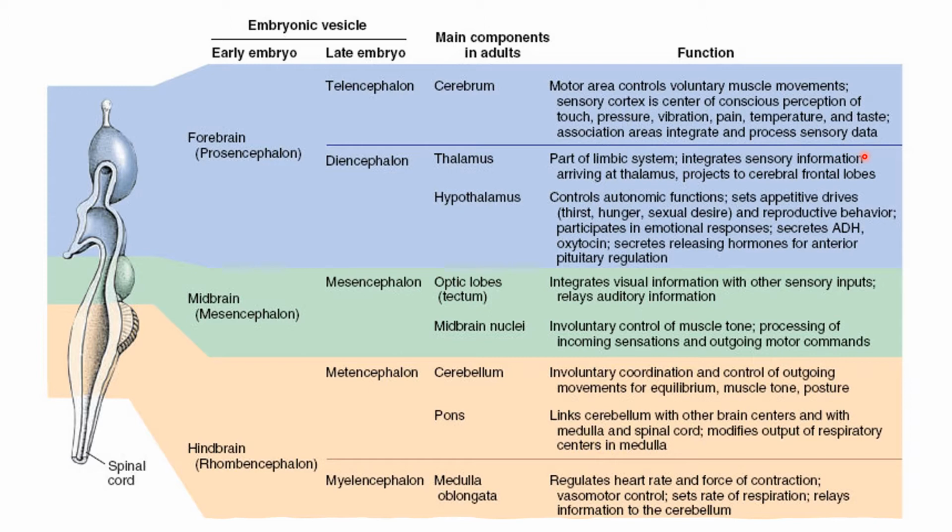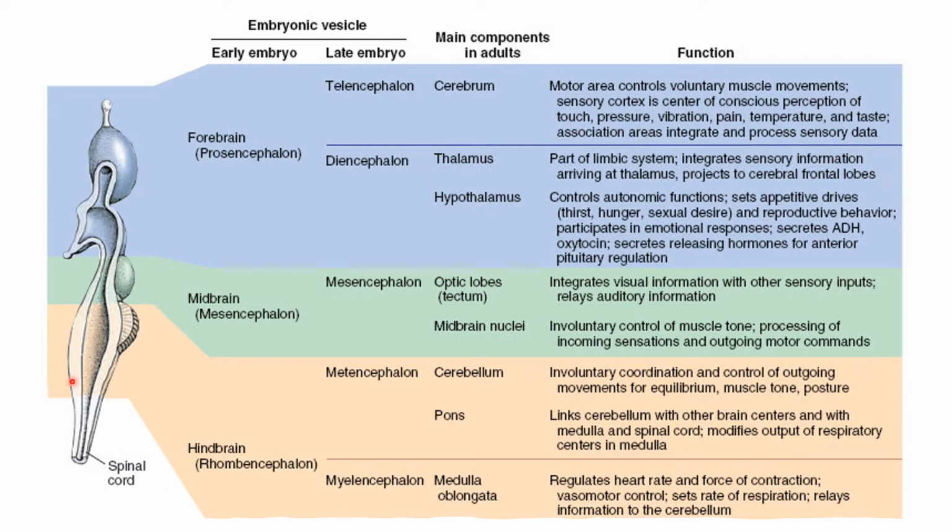Okay? So para din siyang part din ng limbic system. Okay? Together with the thalamus. So more on the emotional side sila of the humans. Okay? So, the hypothalamus also participates in emotional responses. It also secretes ADH and oxytocin. It also secretes releasing hormones for anterior pituitary regulations.